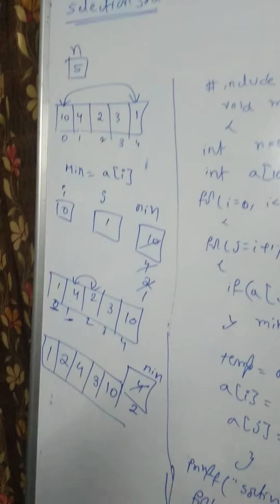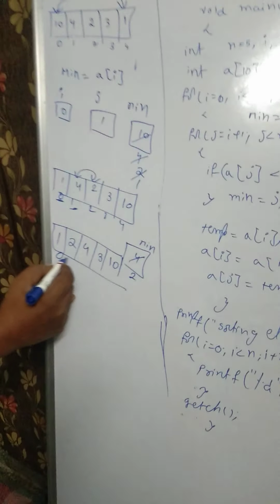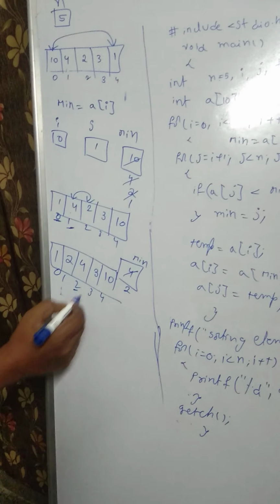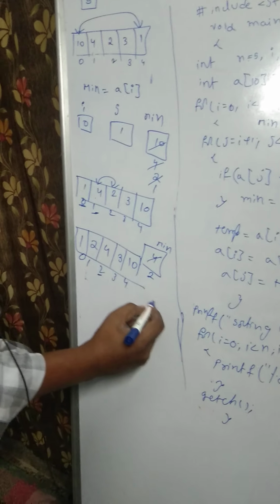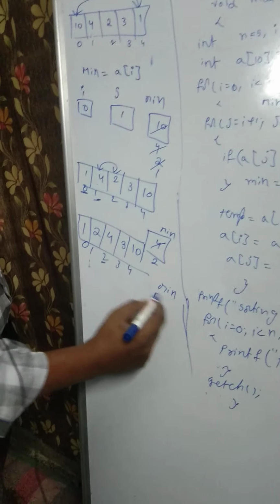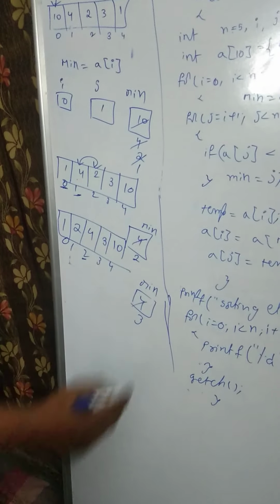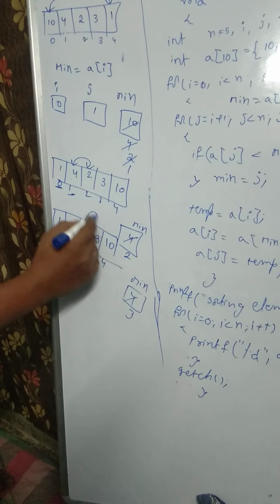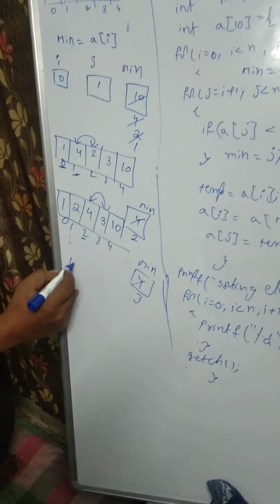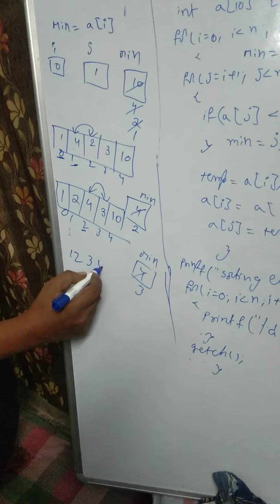Next, we compare from this position. Initially the minimum value is 4. 4 is compared with 3, then the minimum value is 3. Now 3 is compared with 10, no problem. So these two are interchanged. Then the values are 1, 2, 3, 4, 10.